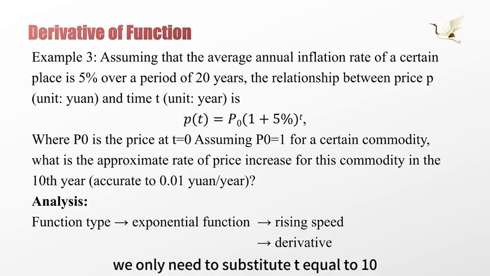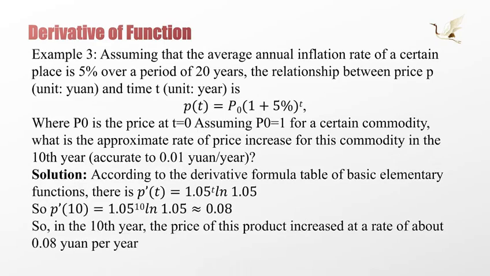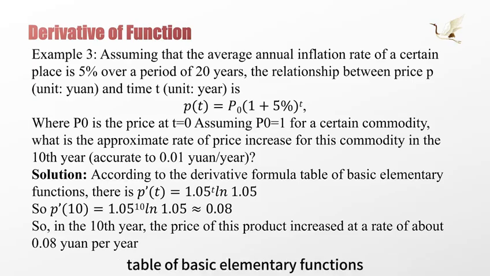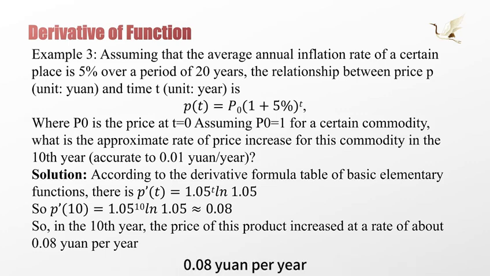We only need to substitute t equal to 10 to obtain the derivative value, which is the rate of price increase. Specifically, according to the derivative formula table of basic elementary functions, we can obtain that the derivative of function Pt is equal to 1.05 to the power of t multiplied by ln 1.05. Substituting t equal to 10, we can obtain that the derivative at t equal to 10 is equal to 1.05 to the 10th power multiplied by ln 1.05, which is approximately 0.08. So, in the 10th year, the price of this product increased at a rate of about 0.08 yuan per year.